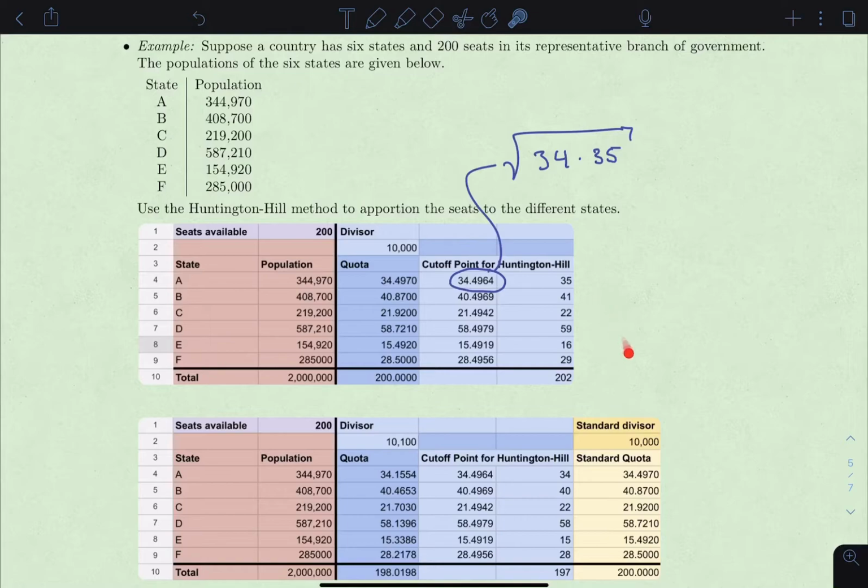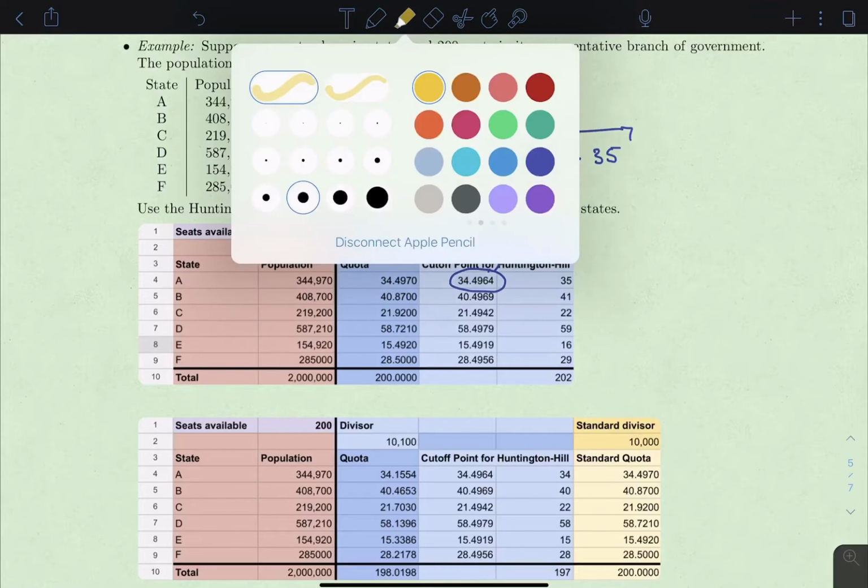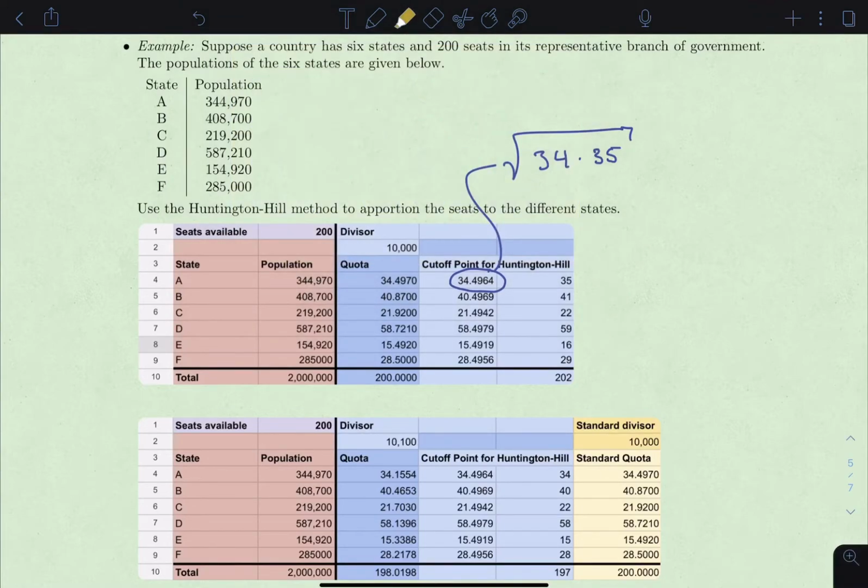So that's what the second table does. The second table has one extra column just to remind us what the standard divisor was. You can see that this column in yellow is identical to this column in the first table. So we can highlight that point.